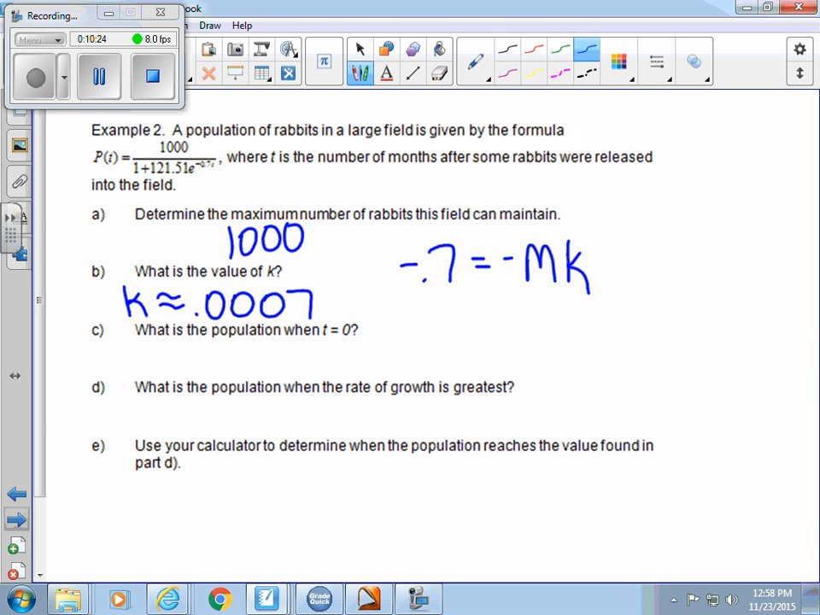What is the population when t is 0? 2.51 something like that. 8.163 is the population at time 0.